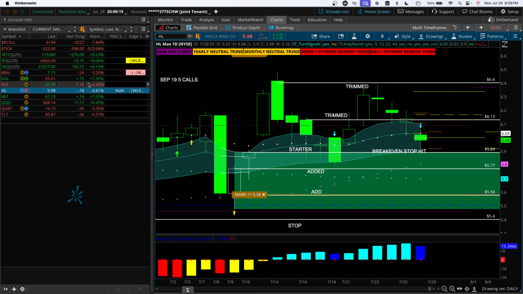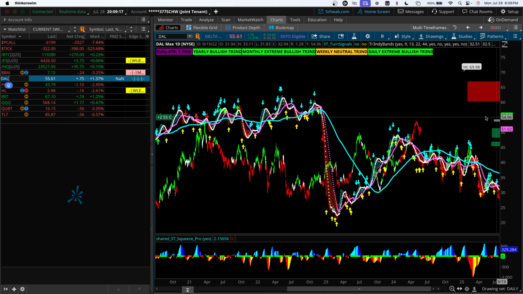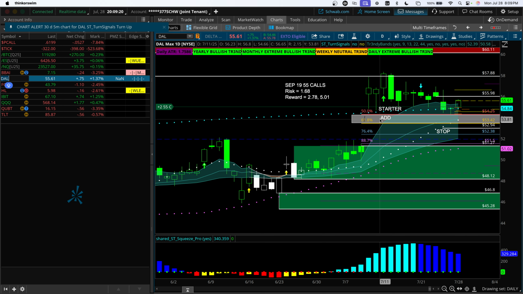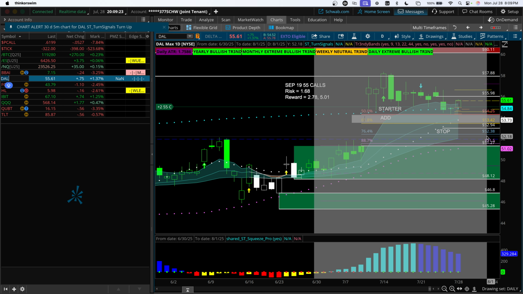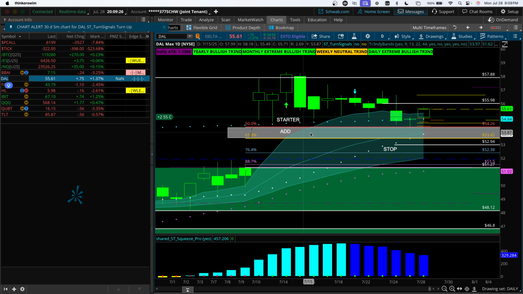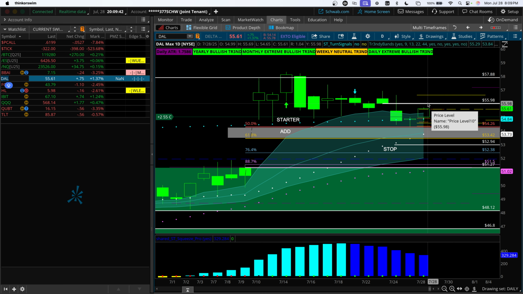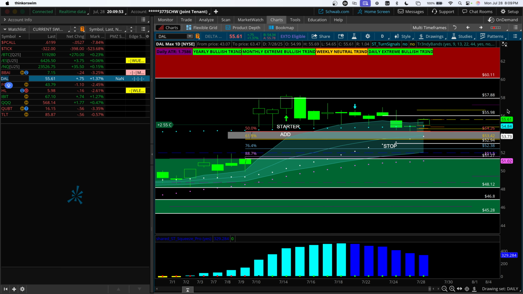Other than that, I still have my Delta Airlines position. Honestly, price hasn't done much of anything. I have not been able to get my add yet, so I'm only in this half allocation. The first area of resistance is here where we created these inside candles and then gap down. Price did come close today, so I intend to trim tomorrow or when price gets up to about $56 by 56.60 here at the upper weekly edge. Then the next target is 57.88.